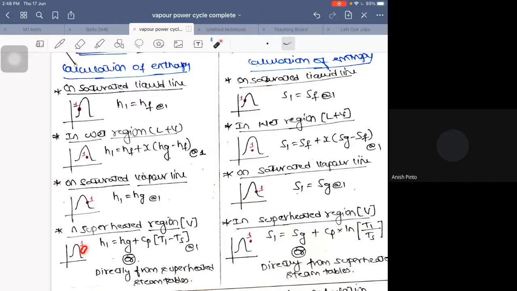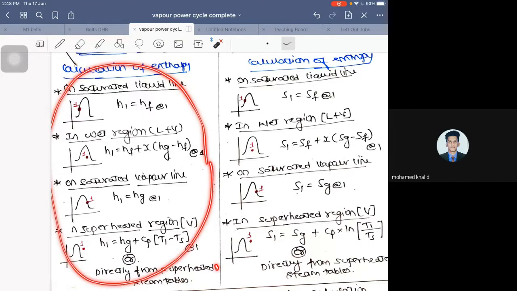The first way is by using the formula Hg plus Cp into T1 minus T sub. T sub is nothing but the saturation temperature. Or the other way, you can directly pick the value from the superheated steam tables. Is the revision enough? Everyone got this idea? Yes, sir. Good. Now come back here.